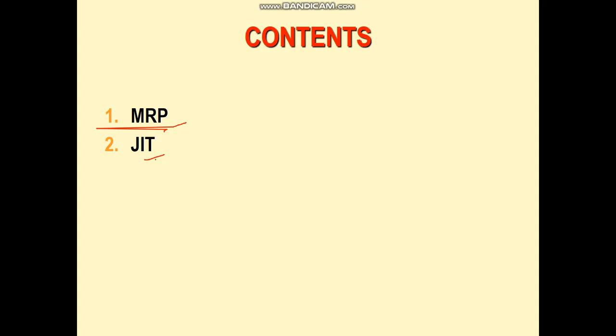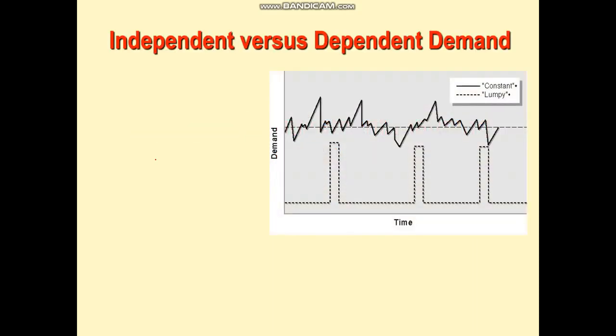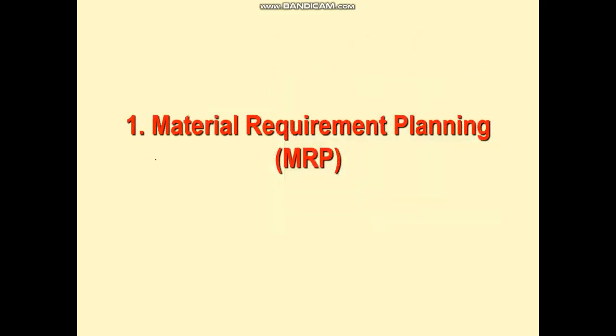So let's go to the first content, MRP. Please remember MRP stands for material requirement planning. And normally how will we calculate the total demand? Do you know how we will calculate the total demand? If we use the conventional approach to planning, we calculate the overall demand for a product as the sum of all the individual demands from many separate customers, right?